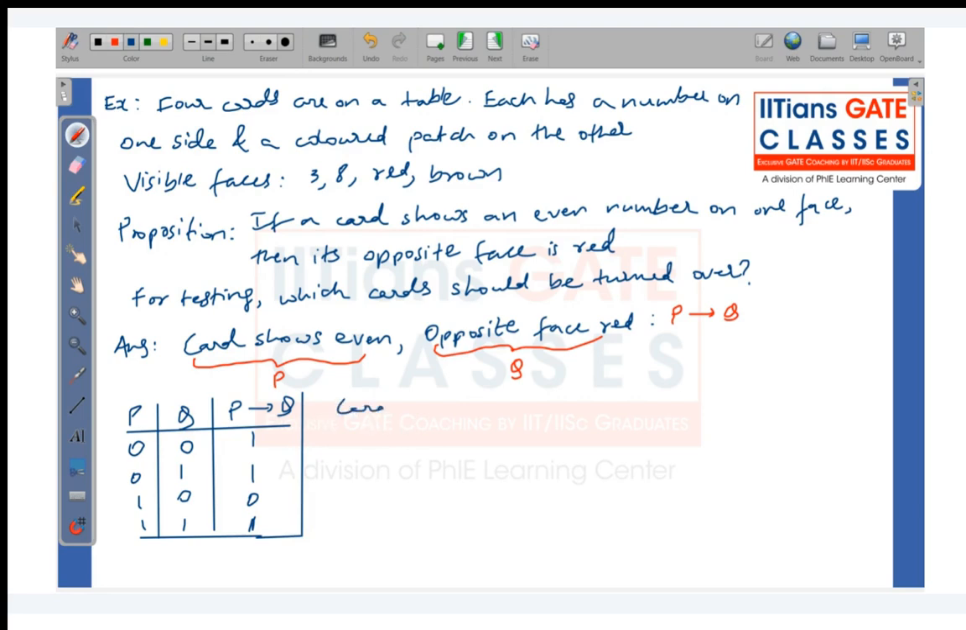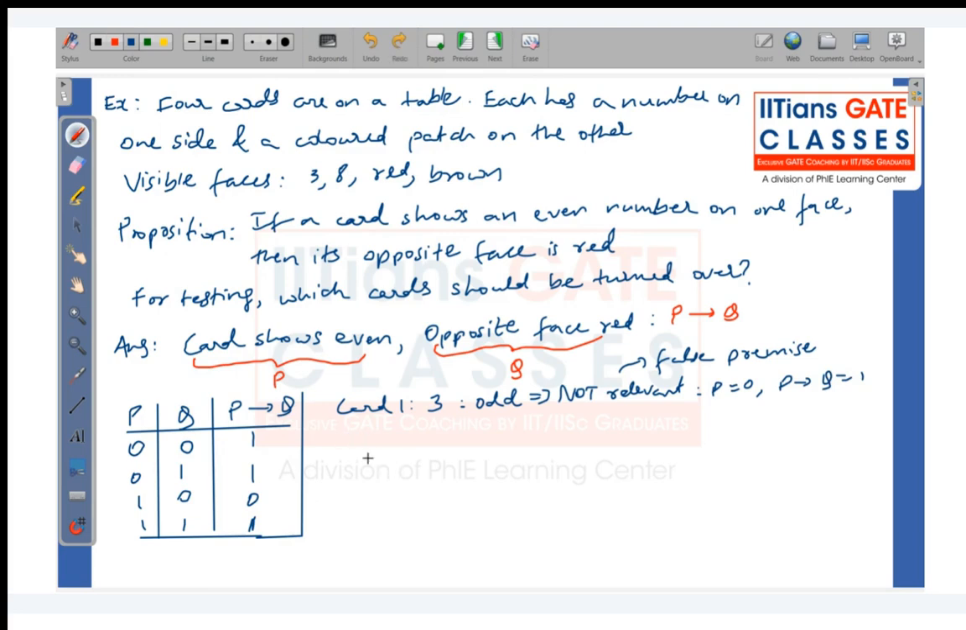So let's analyze case by case. Card 1, this is 3. 3 is an odd number. Okay. So since it is odd, given this P, it is false only. So this becomes not relevant because the premise is false. Okay. So I have P equal to 0. This will give me P implies Q as 1.